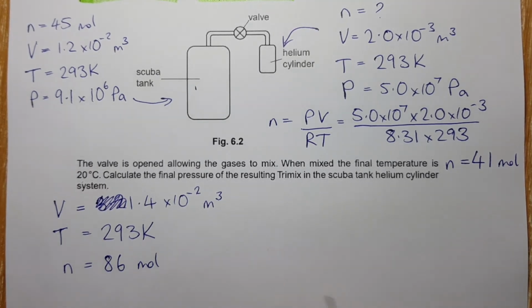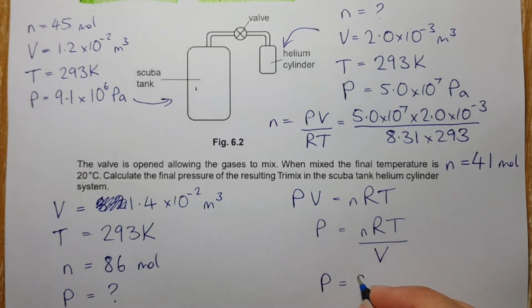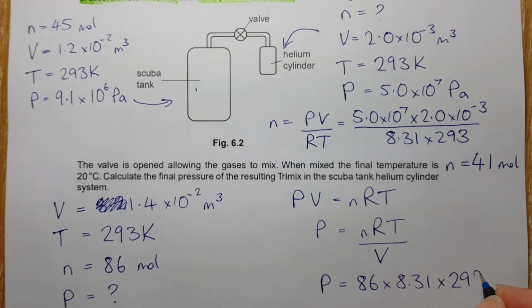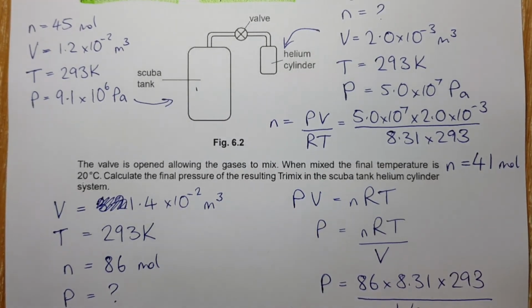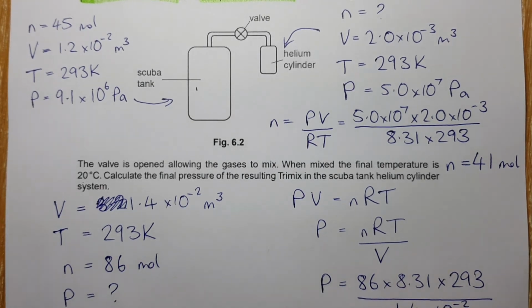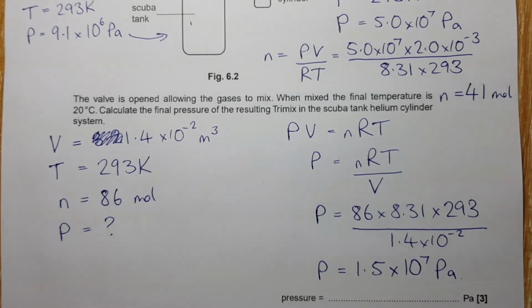And we know what the gas constant is. So the last thing we're working out is what we're after, the pressure. So putting all of these numbers in, we get, not a bad 3 marks there, I would say, 1.5 times 10 to the 7 pascals.